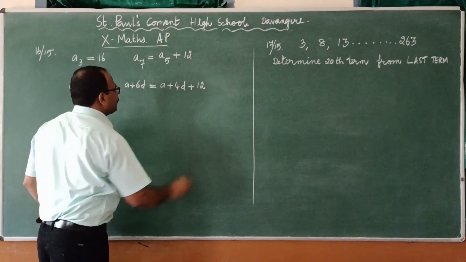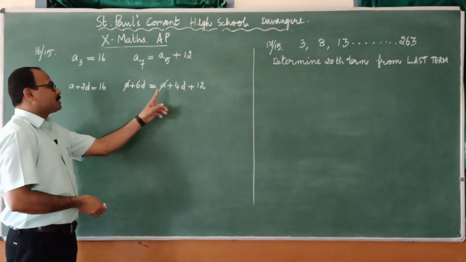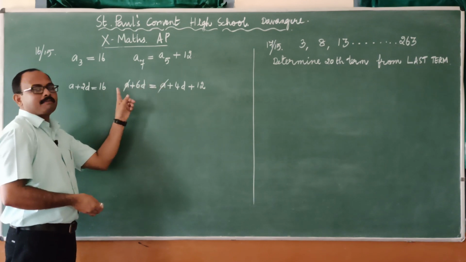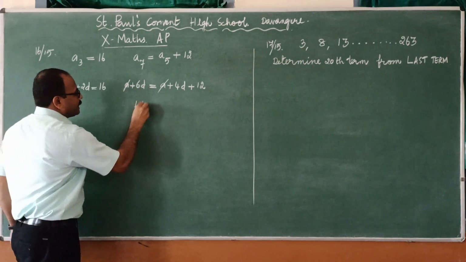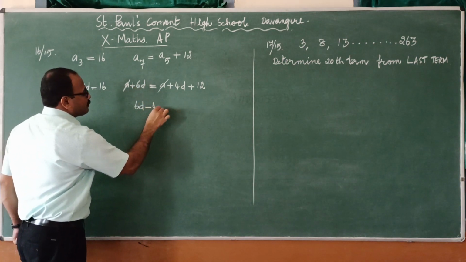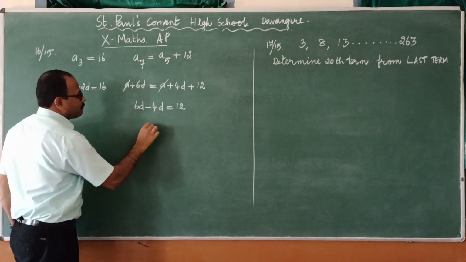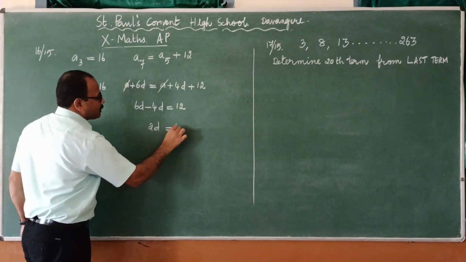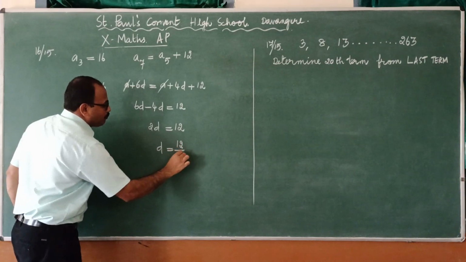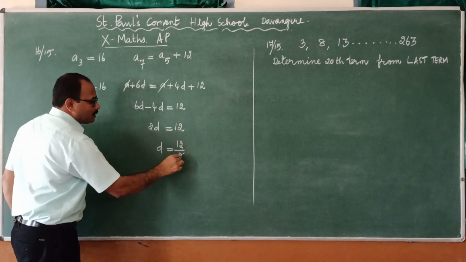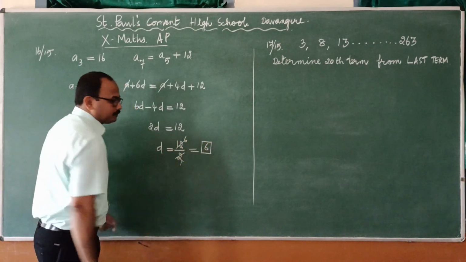a plus 6d will be equal to the fifth term, a plus 4d, plus this 12, children. Let's simplify. This a and a get cancelled, children, because when this plus a comes to this side it becomes minus a, and plus a minus a get cancelled. Now, 6d we transpose, minus 4d will be equal to this 12. 6d minus 4d becomes 2d, which will be equal to 12, children. Therefore d becomes 12 by 2, by cross multiplication. 1 time, this is 6 times. d is equal to 6, children.